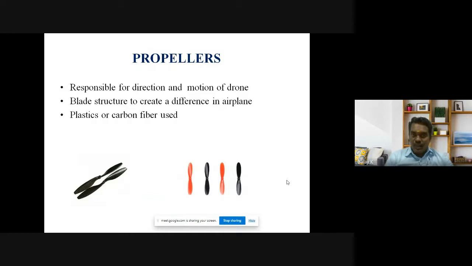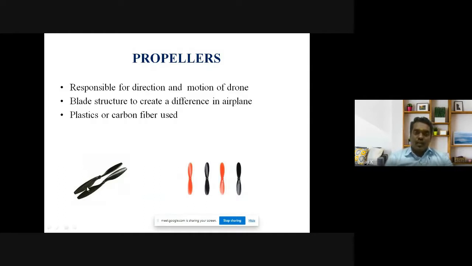For example, if the drone is flying, this propeller will cut the air and create pressure differences, like the top of the aerofoil has low pressure and high velocity, and the bottom of the aerofoil has high pressure and low velocity. So it will create a pressure difference. Due to this pressure difference, lift will be generated. So this drone can move. That means the drone can lift off from the ground and move in any direction.